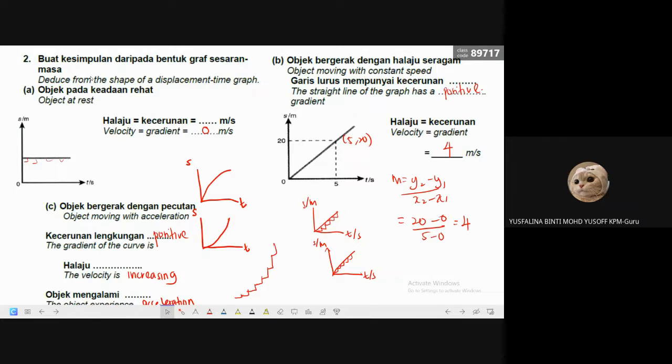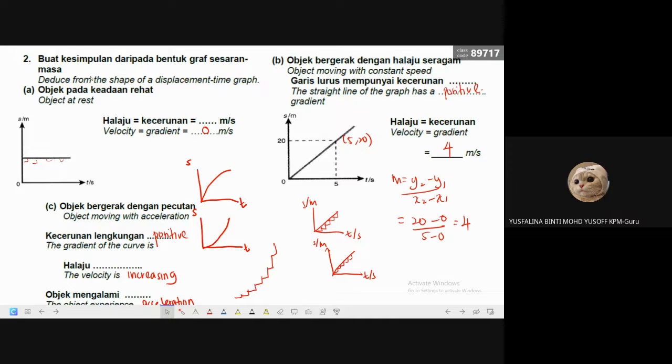Now we see B. If you have a question, you can just raise your hand, because I cannot see the screen now. Raise your hand, or you can just open your mic. All right, for B, it says the object moves at constant speed. How do we know that it moves at constant speed?